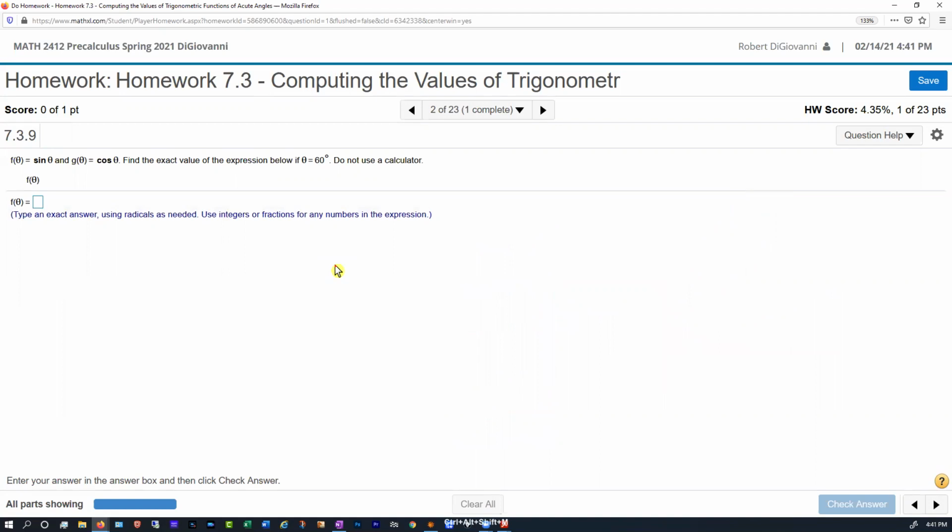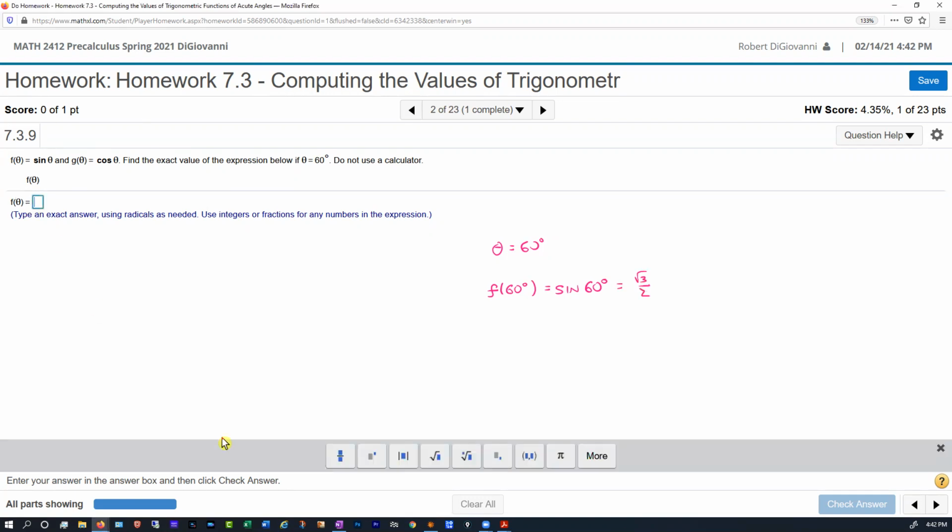All right, so for the next one, it says if f of theta equals sine theta and g of theta equals cosine theta, find the exact value of the expression below if theta is 60 degrees. Do not use a calculator. So what they want to know first is, what do we get if theta is 60 degrees? They want to know what's f of 60 degrees. Well, f is the sine function, so they just want to know what sine of 60 degrees is. And we just did that problem. That's going to be root 3 over 2. Let's go ahead and put that in. Square root of 3 divided by 2.